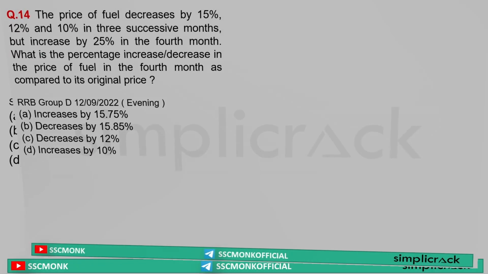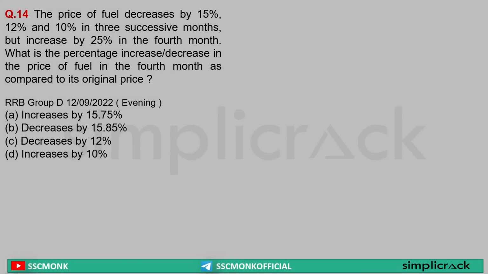Next. The price of fuel decreases by 15%, 12% and 10% in 3 successive months, but increases by 25% in the 4th month. What is the percentage of increase or decrease? Whenever you get this sort of question, where there are multiple increases or decreases, take it this way. 15% decrease, 12% decrease, 10% decrease, then it increased by 25%. So we'll be taking successive percentage of this.